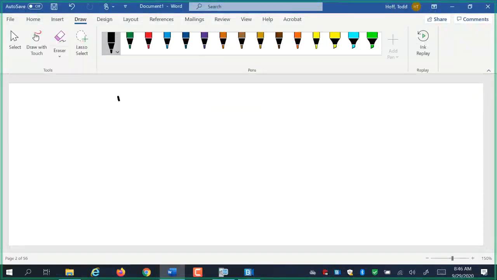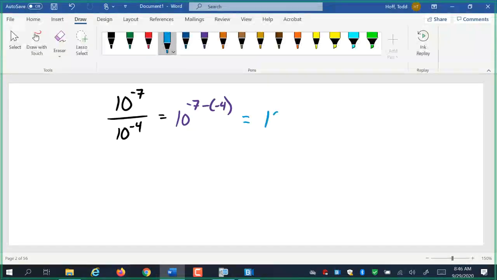Or examples like 10 to the negative 7 divided by 10 to the negative 4. That's 10 to the negative 7 minus a negative 4. Well, the negative 7 doesn't change, but subtracting a negative 4 becomes adding the opposite of negative 4. Well, the opposite of negative 4 is a positive 4. So that is 10 to the negative 7 plus 4. Negative 7 plus 4, of course, is just negative 3.